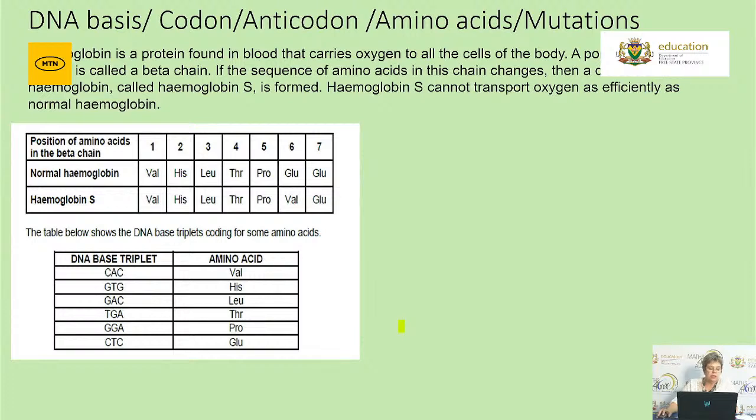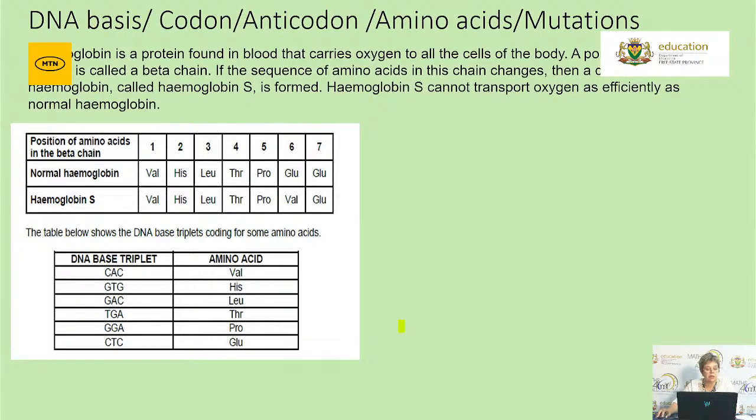A typical question again, I can give you a sequence of a protein and a sequence of amino acids that is binding there. And now they can ask, for example, what is number one? What is the DNA base triplet of valine, or VAL? So I go to VAL and I can see on my table, I can read it off: CAC. So just read carefully, what do they ask?